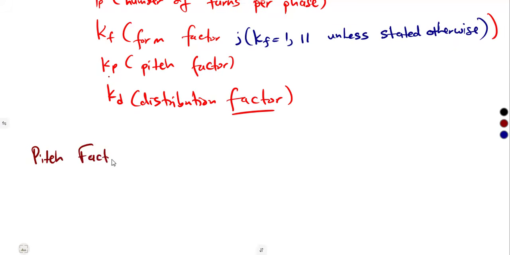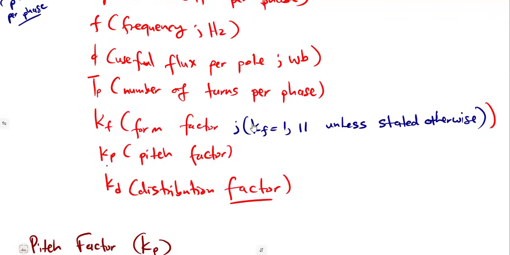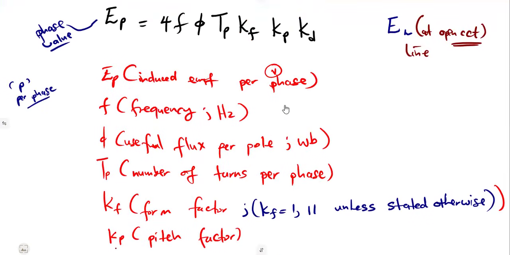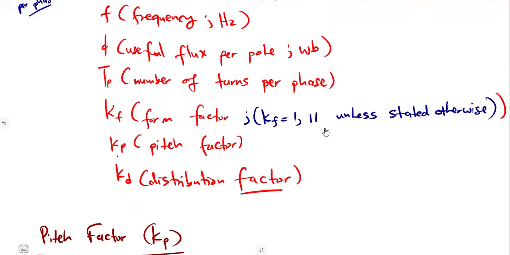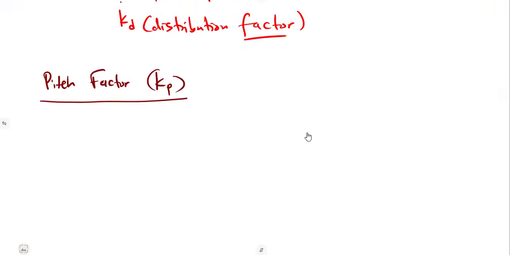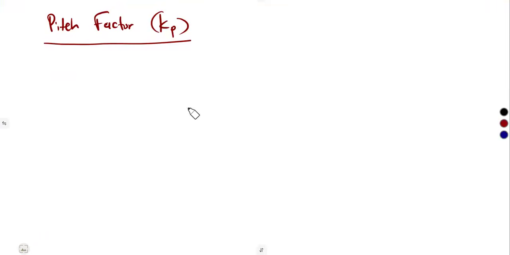All right, pitch factor, which is important also in your calculations. As we can see, it is part of the formula. Without the pitch factor, that formula is affected. So the pitch factor, what exactly are we talking about? This is the ratio of the actual EMF obtained to the EMF that would be obtained if all coils were full pitched.